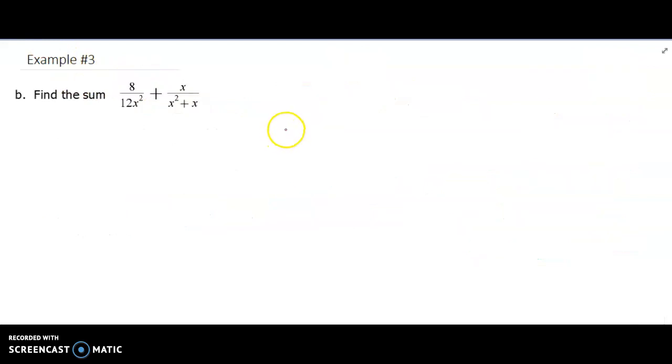All right, so let's do another one. If you're feeling adventurous and want to try this on your own, go ahead and pause this, work it out, and then we'll go over it.